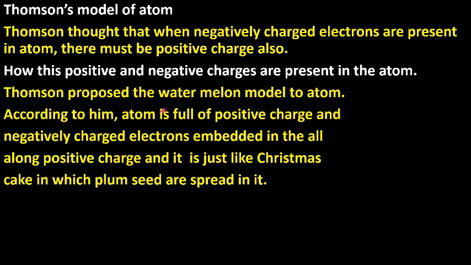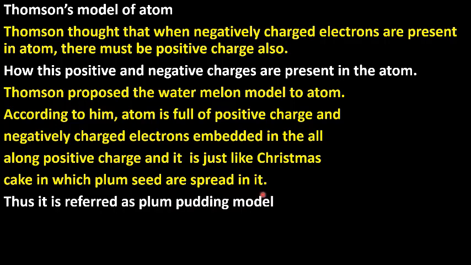Thomson proposed the watermelon model of atom. According to him, atom is full of positive charge and negatively charged electrons are embedded all along the positive charge, just like a Christmas cake in which plum seeds are spread. Therefore, this model is also referred as plum pudding model.